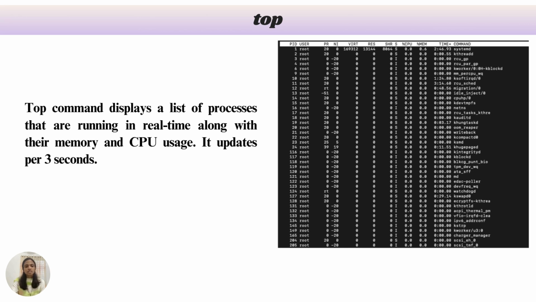Now we have top. The top command displays a list of processes that are running in real time along with their memory and CPU usage. It updates every 3 seconds. It includes the process ID, the user name of the process, the priority given to a process while scheduling, the nice value, the amount of physical memory used by a process, the amount of memory shared with other processes, the state, the CPU percentage of the process, the time consumed by the process, and the command used to activate the process.